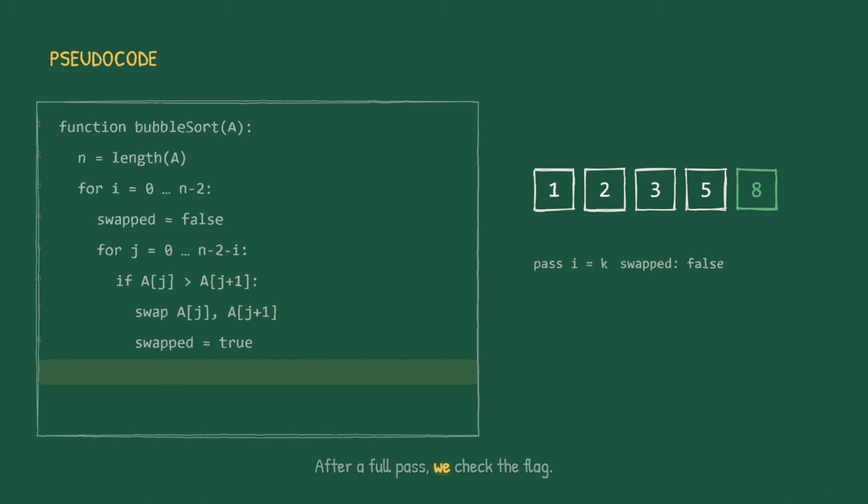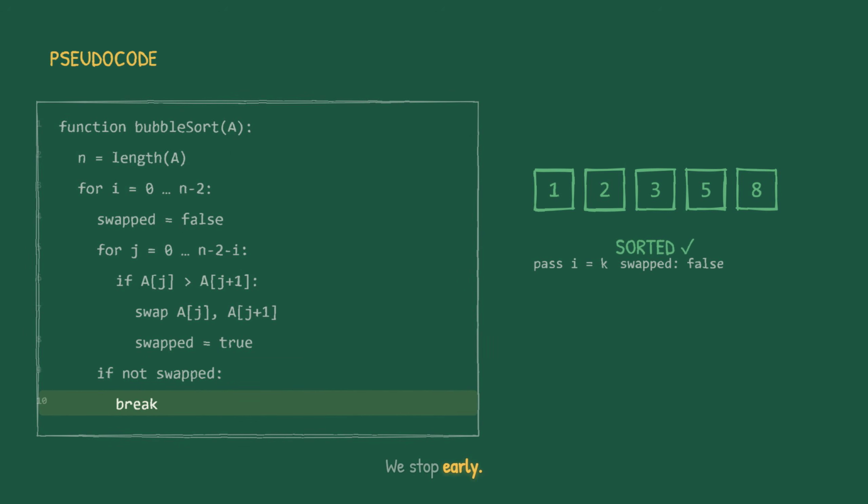After a full pass, we check the flag. If nothing swapped, every pair was already in order. The list is sorted. So we break. We stop early. No wasted passes. That's the whole thing. 2 loops, 1 comparison, 1 flag.